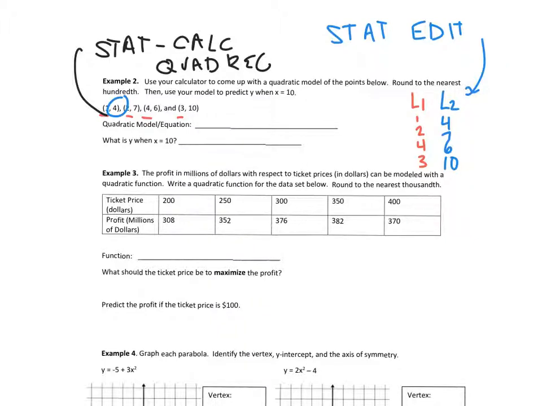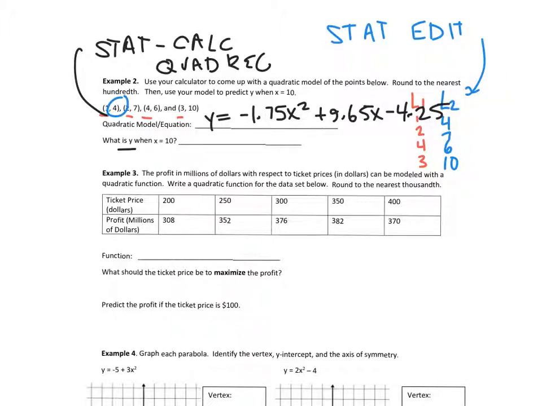Press enter through, and you're going to get an A, B, and a C. My model is going to be y equals A. A is -1.75 x squared. And then my B is 9.65, so I write plus 9.65x. And my C is -4.25.